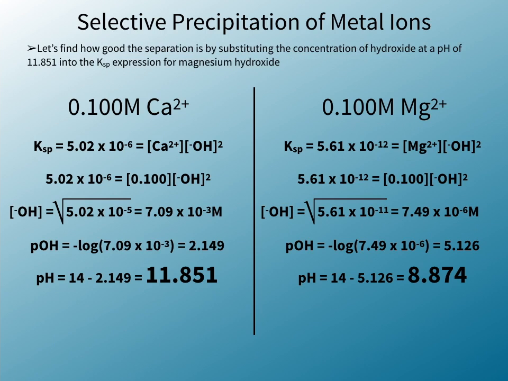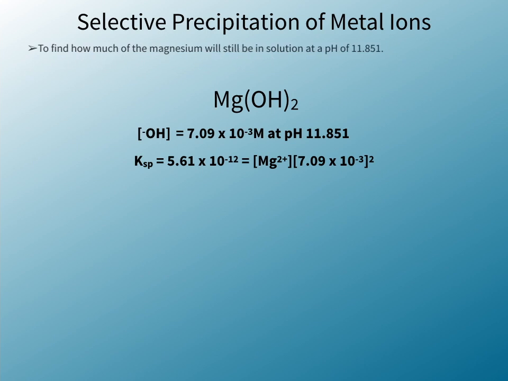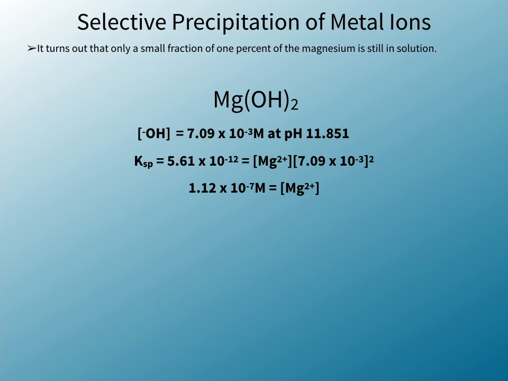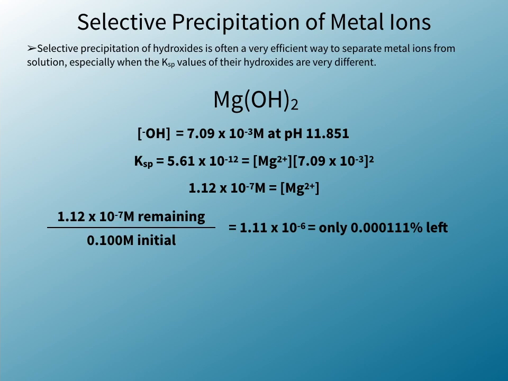Let's find how good the separation is by substituting the concentration of hydroxide at a pH of 11.851 into the Ksp expression for magnesium hydroxide to find how much of the magnesium will still be in solution at a pH of 11.851. It turns out that only a small fraction of 1% of the magnesium is still in solution. Selective precipitation of hydroxides is often a very efficient way to separate metal ions from solution, especially when the Ksp values of their hydroxides are very different.